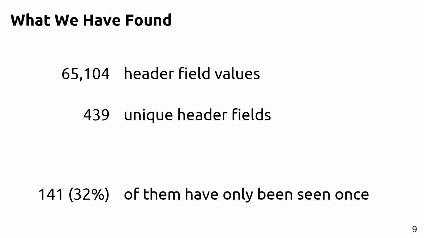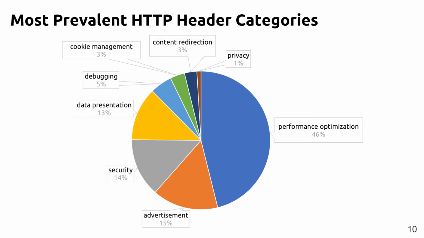The response from these unique URLs contained more than 65,000 header field values, which we could assign to 439 unique header fields. Interestingly, it seems that many server operators are using custom HTTP header fields to provide some functionality, as we have seen 32% of them only once. Because we did not have the resources to cover every single header field, we focused on the top 50 used header fields. The observed top 50 header fields served 8 different purposes.